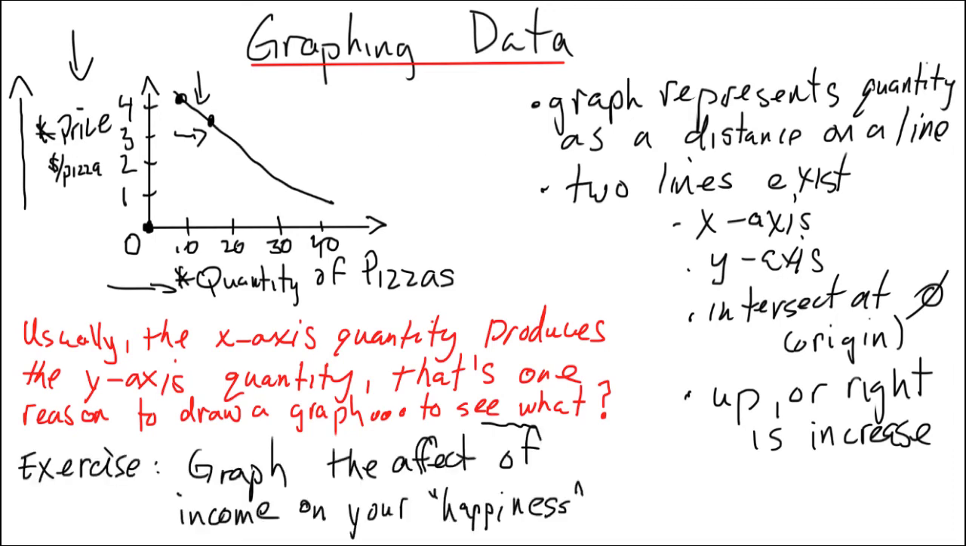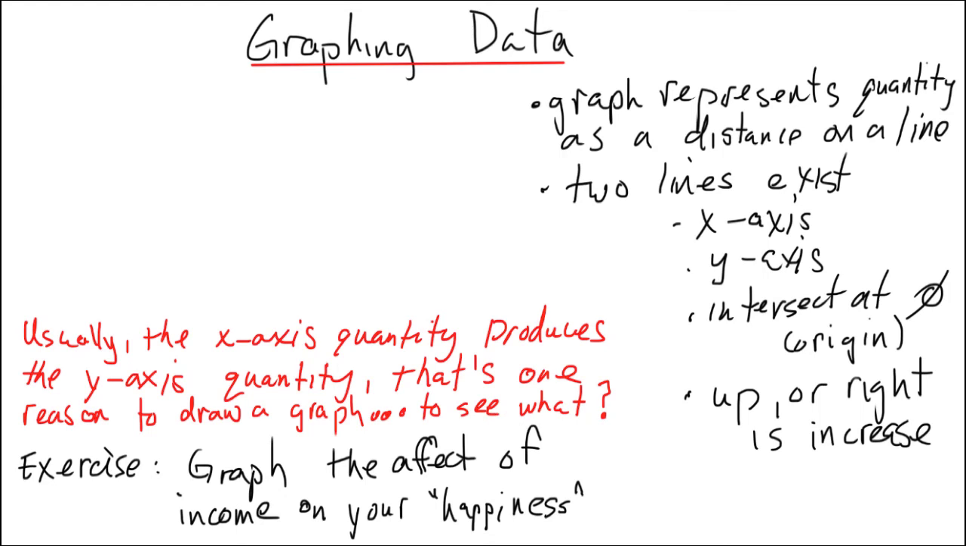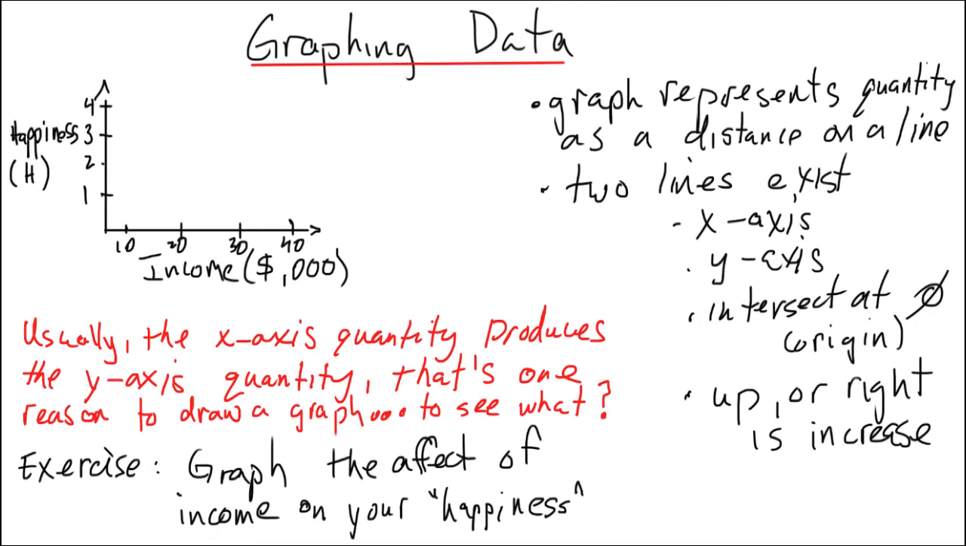So, graph the effect of income on your happiness. First, you need the x-axis. In this case, we place income on the x-axis, as generally this is what causes a change in happiness. Here, income is in dollars, thousands, and it goes from 10 to 40,000. We then place the y-axis on the graph. Happiness is in units of h, whatever they are, increasing 1, 2, 3, 4.